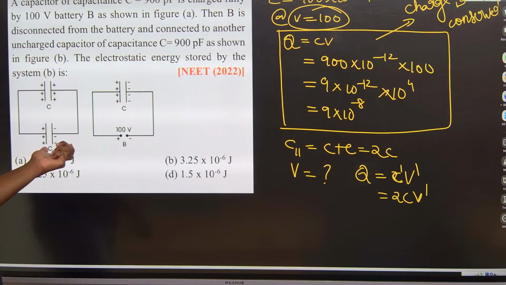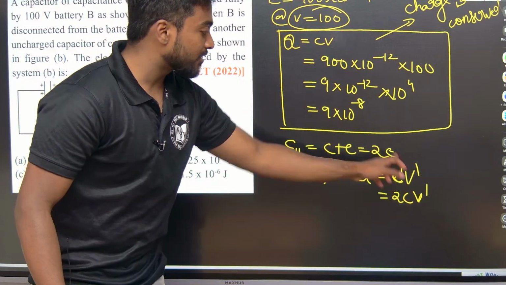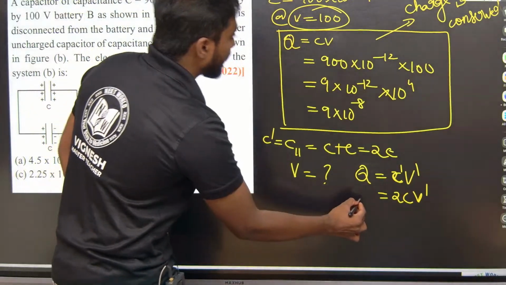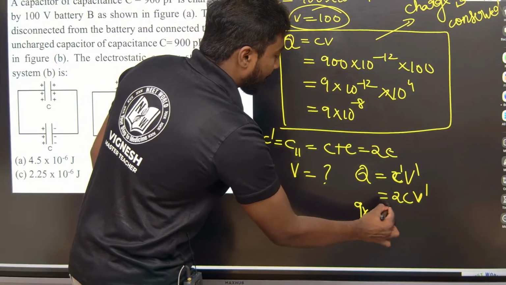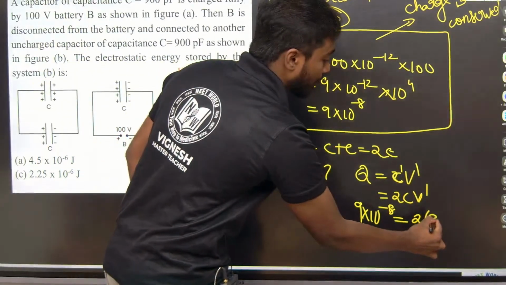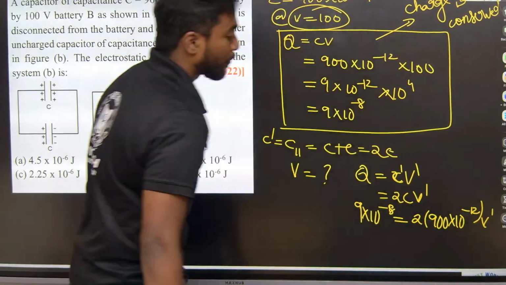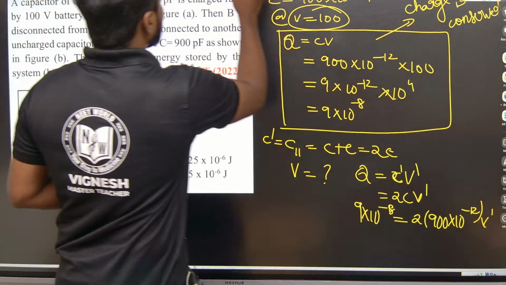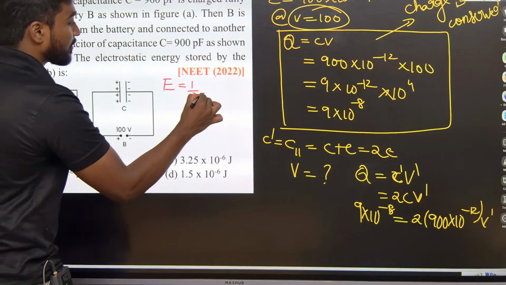One capacitance and another capacitance, so parallel capacitance. So C plus C, 2C has come. This is C dash. Now the charge has been conserved. This 9 into 10 power minus 8 equals 2 into 900 into 10 power minus 12 into V dash. So from this I can find the V dash value, and from that I can say that energy E equals half C V dash square.